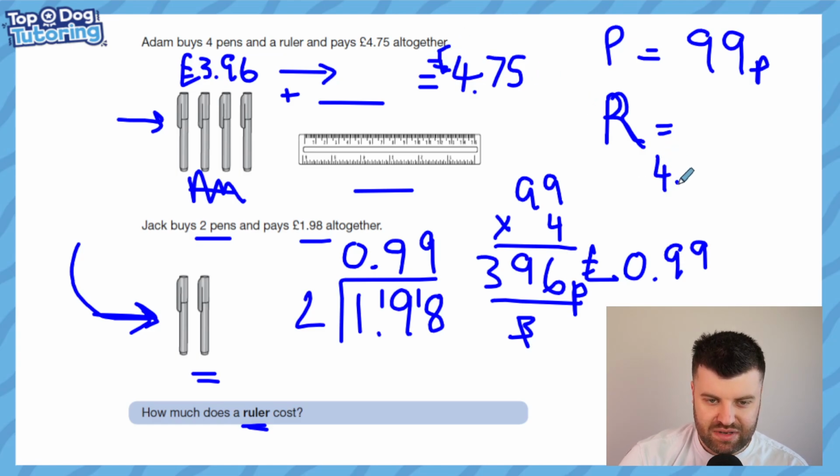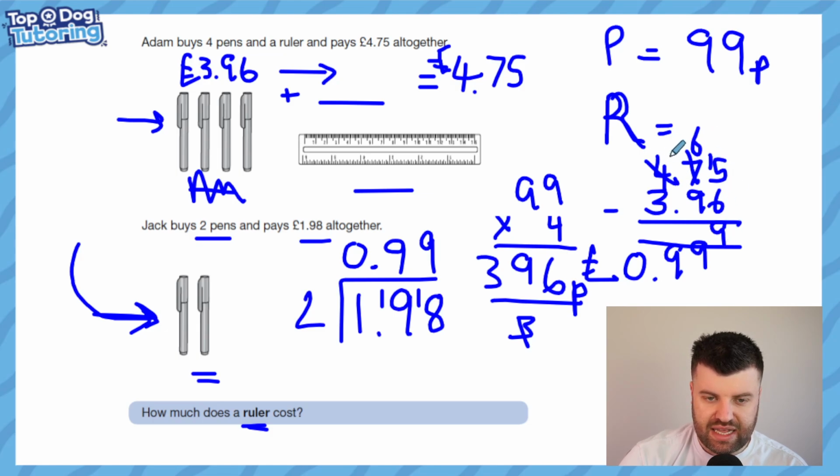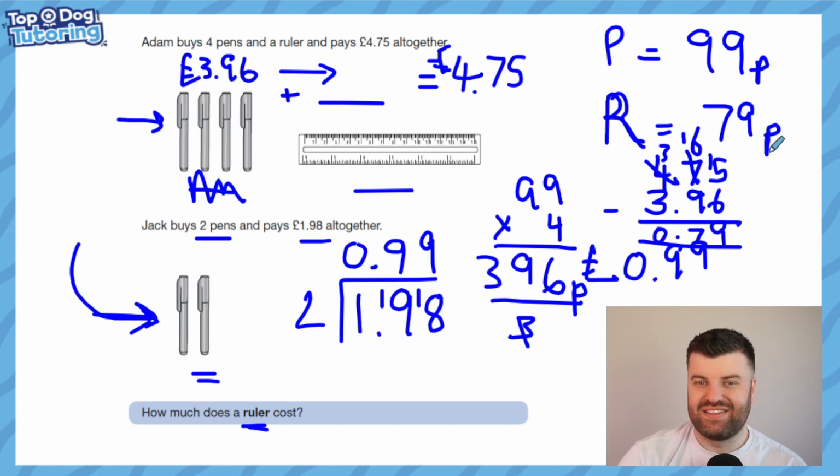I take £4.75. I take away the cost of the 4 pens, which is £3.96. I do a bit of subtraction here. Going to do some exchanging. 15 take away 6 is 9. 6 take away 9, again, I'm going to do some exchanging. 16 take away 9 is 7. And we have no pounds left. So the ruler is 79 pence.